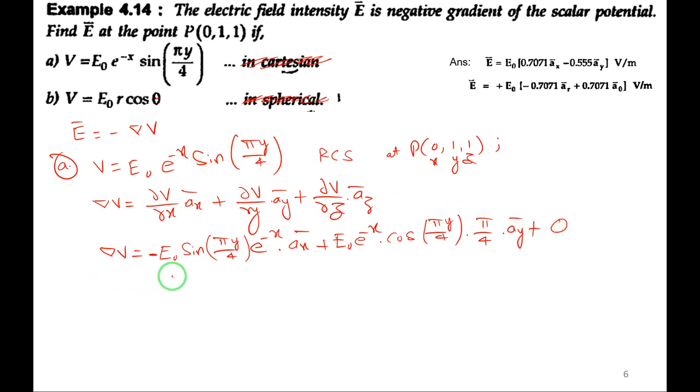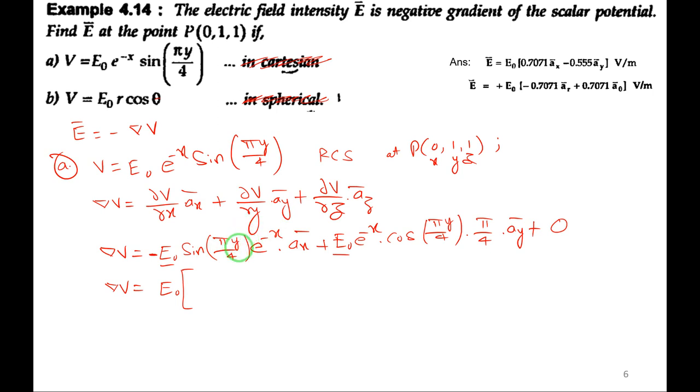Then next we'll substitute. I want E equal to minus del V. So in del V, we substitute the values of x, y, z. E naught can be taken out. So minus sine of pi y by 4 into e to the power of minus x. What is the value of y? y is 1 and x is 0, so e to the power of minus x will be 1, as anything to the power of 0 is 1. So I should calculate this.